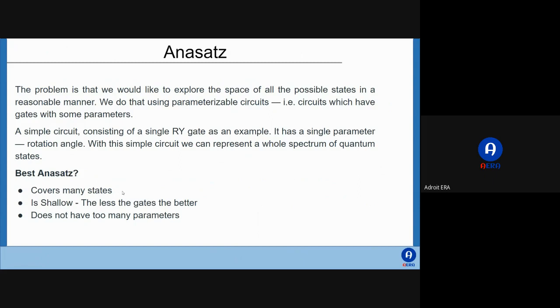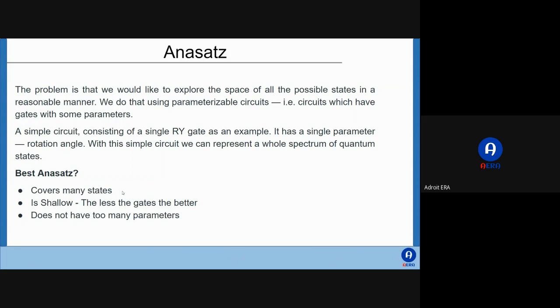Ansatz will cover many states, and the shallower the better, the fewer the gates the better. Because the fewer the gates you use, the less computationally expensive it is, and the less the noise, because we are in the NISQ era, as I said before. So there is a lot of noise in quantum computers, in the backend, in the real hardware. So the fewer the gates that you use to compute, the shallower the circuit is, the better the ansatz.